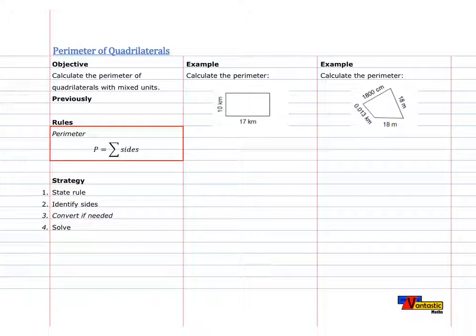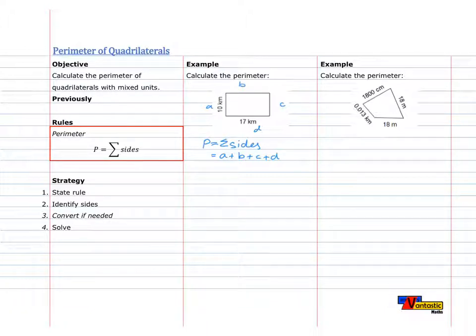So we look at our first example here. Of course, we're going to use that rule. Perimeter is equal to the sum of the sides. And if we label the sides as A, B, C, and D, we can rewrite this rule as simply being A plus B plus C plus D, the four side lengths.